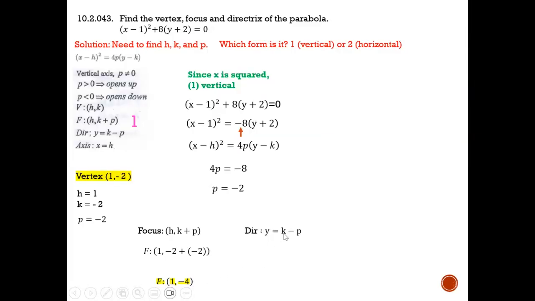My directrix is y equals k minus p. I know what the k is, my k is -2, and my p is -2. So it's going to be -2 minus -2, which will give us 0. So there it is, guys. My vertex is (1, -2). My focus is (1, -4). And my directrix is y equals 0.